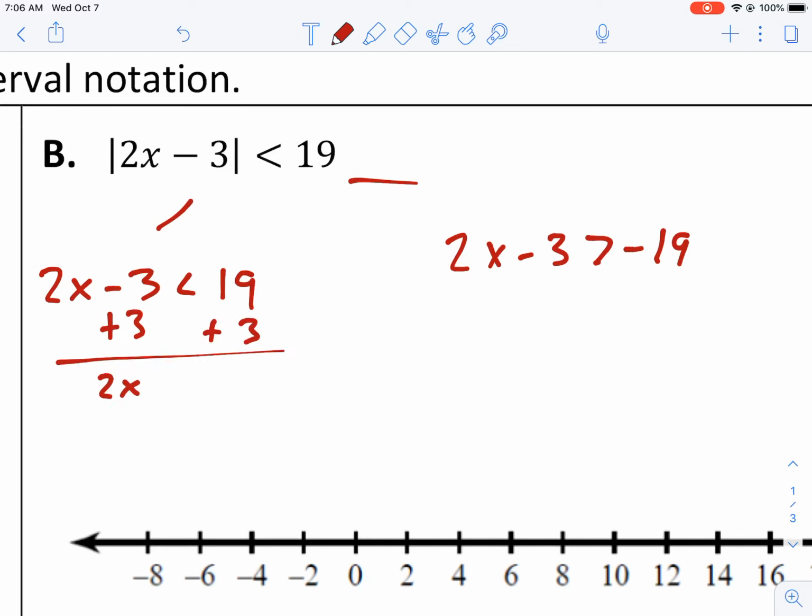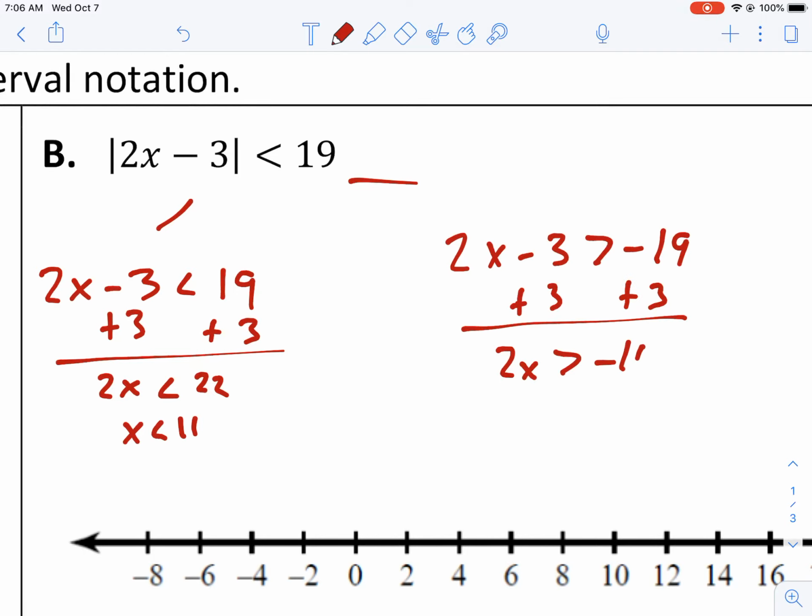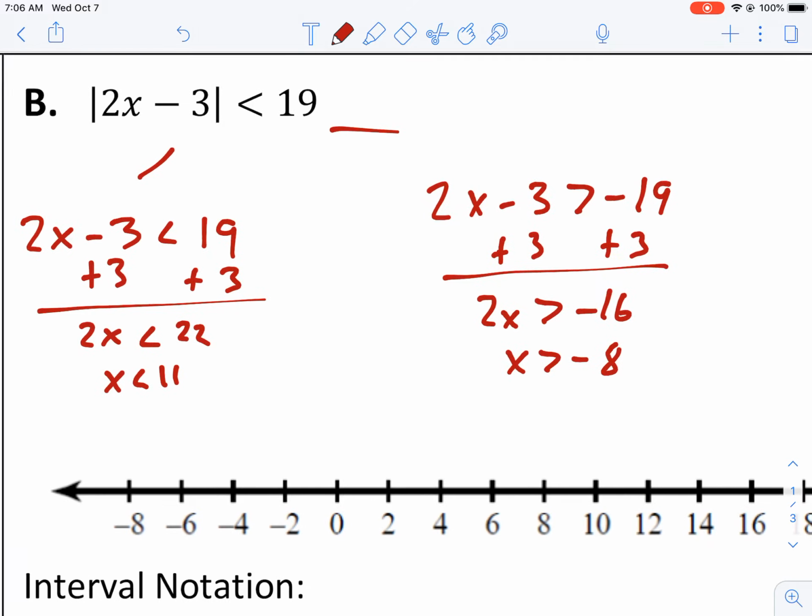All right, so we've got 2x is less than 22. X is less than 11. Over here, we add 3 onto both sides. We've got 2x is greater than negative 16. Divide by 2, x is greater than negative 8. So these are both open dots again because there's no line underneath. So we're going to have a dot at negative 8 and a dot right here at 11. And then it's less than 11 and greater than negative 8. So less than 11 is to the left, greater than negative 8 is to the right.